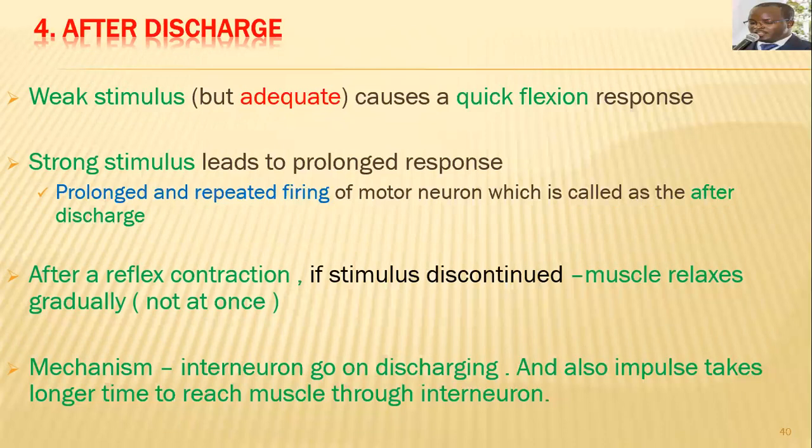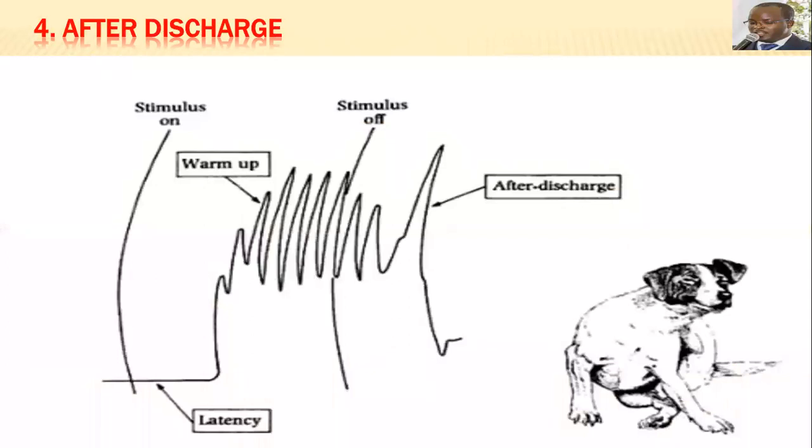So the mechanism is due to the interneurons going on discharging, and also the impulse takes a longer time to reach the muscle through the interneurons. So you're going to have the after discharge. For instance, if there's something that is biting you, you'll be able to remove it. There'll be a reflex that removes that insect that is maybe biting you. But inasmuch as you've removed it, you will still get a response, even if the stimulus has been removed. So that is the effect of after discharge.